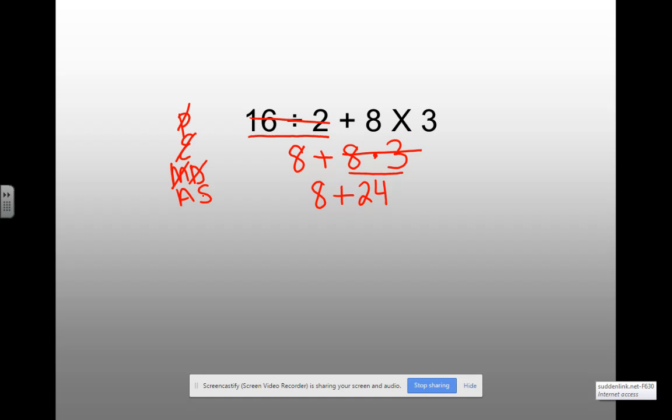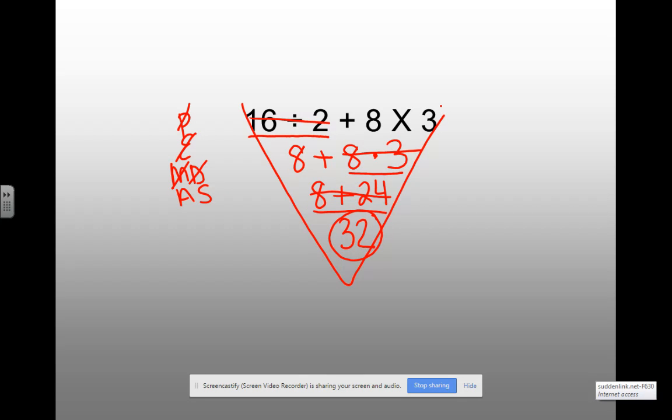Now I can mark off my M for multiplication, and I have add and subtract left, which I can add: 24 plus 8. That gives me 32. Mark it out, circle, and a Dorito.